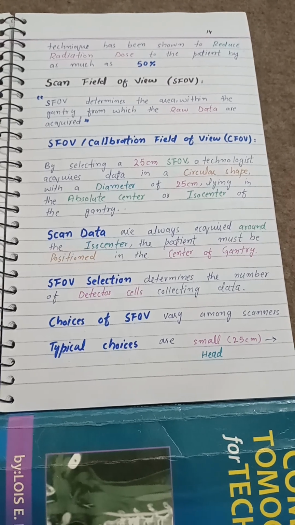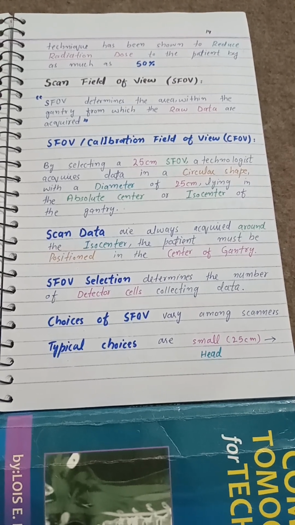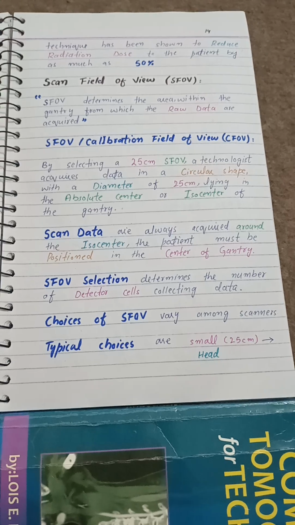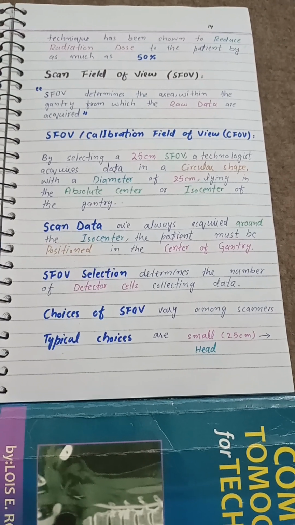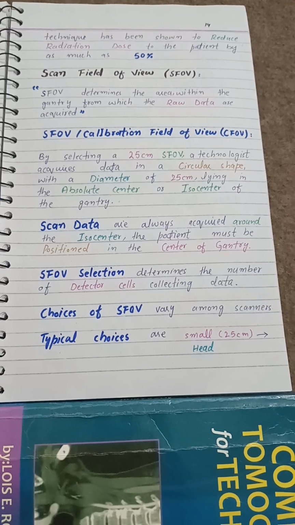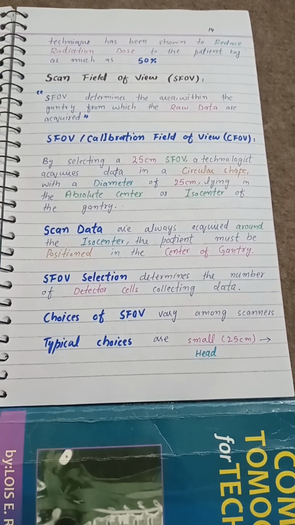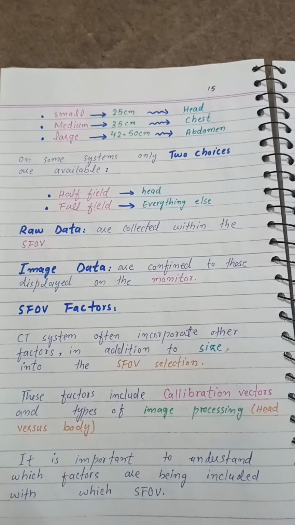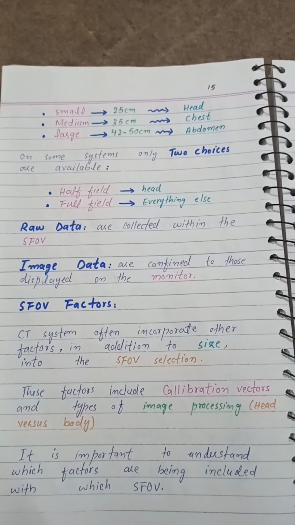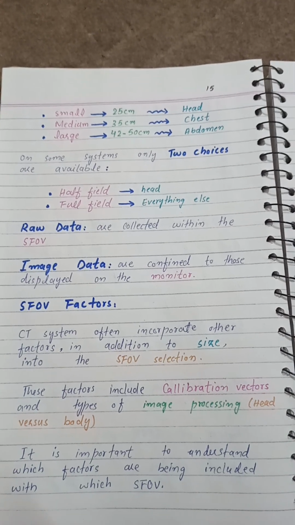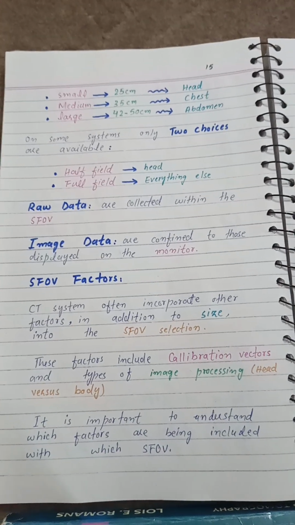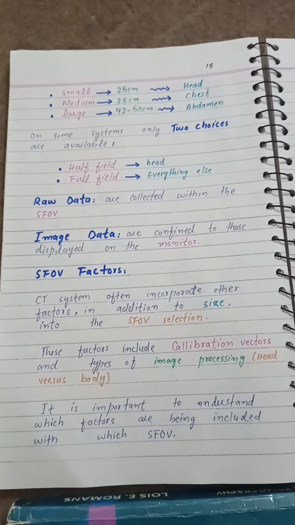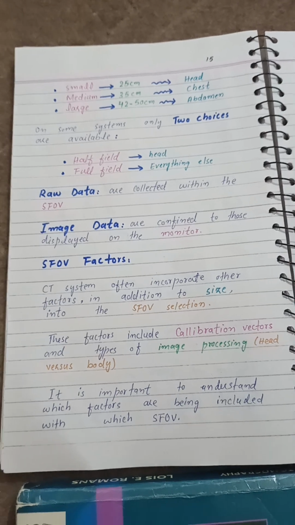SFOV selection determines the number of detector cells collecting data. Choices of SFOV vary among scanners. Typical choices are small, 25 cm, head; medium, 35 cm, chest; large, 42 to 50 cm, abdomen. On some systems only two choices are available: half field, head, and full field, everything else.